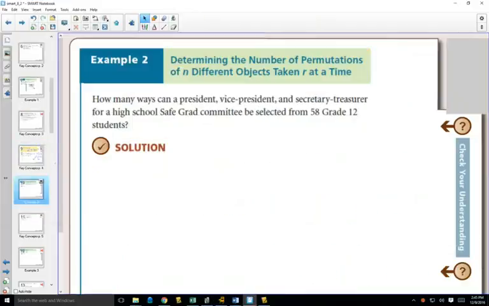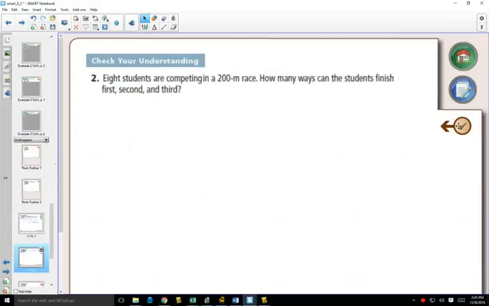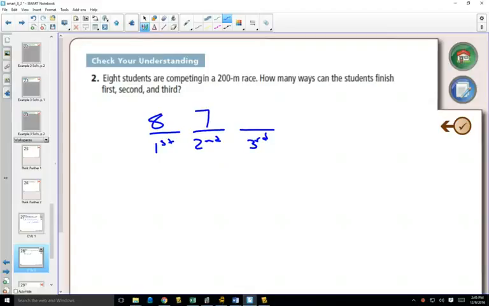So when we go here to example 2, 8 students competing. How many ways can they finish first, second, third? I should have picked an example in the previous one that wasn't almost identical to this one. But as a spaces question, first, second, third, 8 choices for first, 7 choices for second, 6 choices for third. This is equal to 8P3. So you could type that into your calculator and figure out what that would equal to, 336 again.